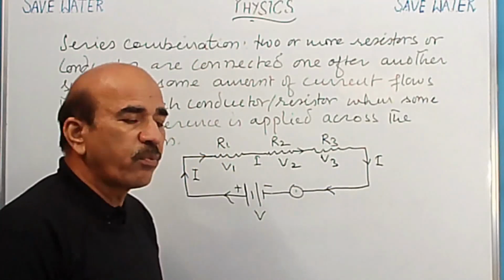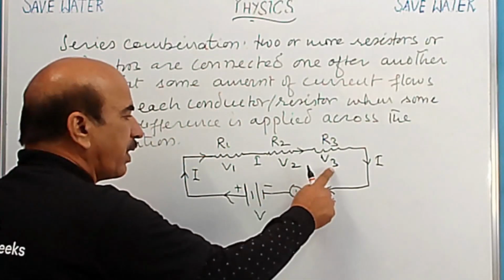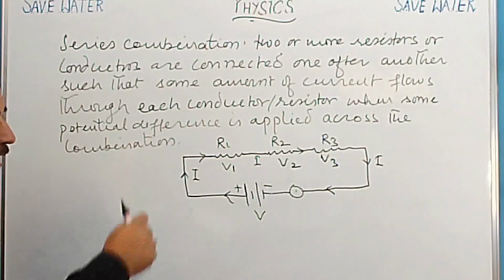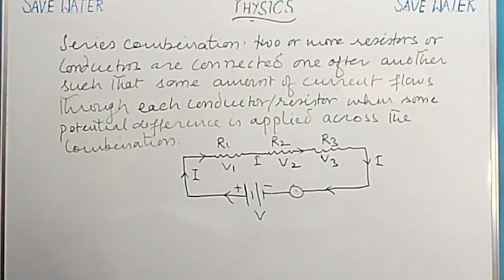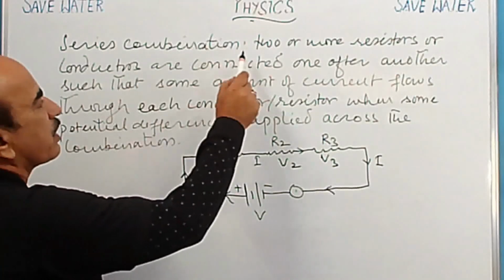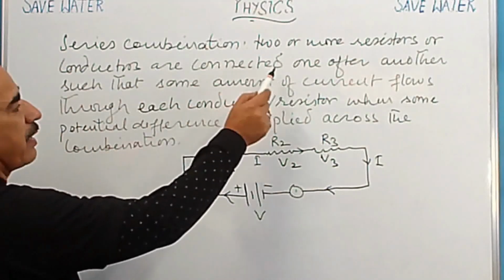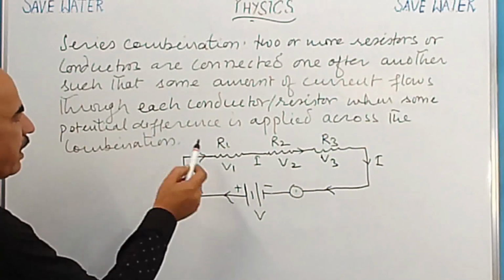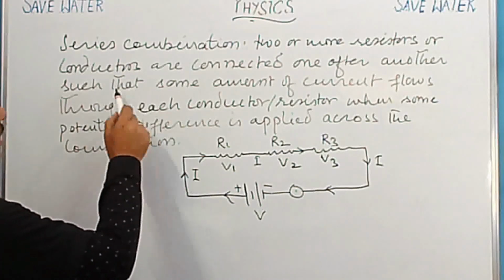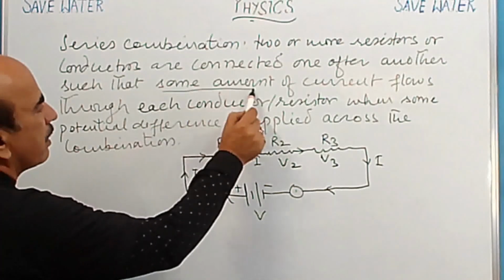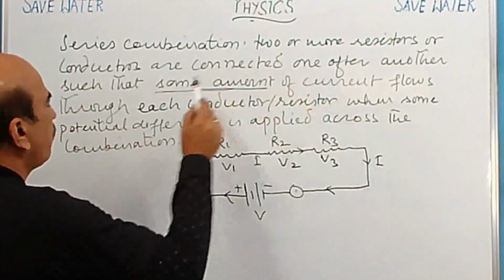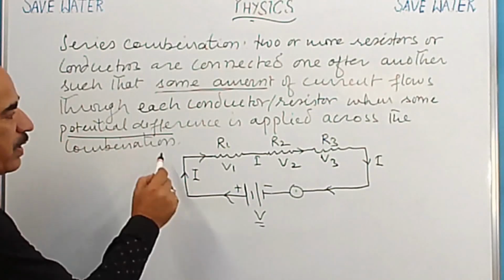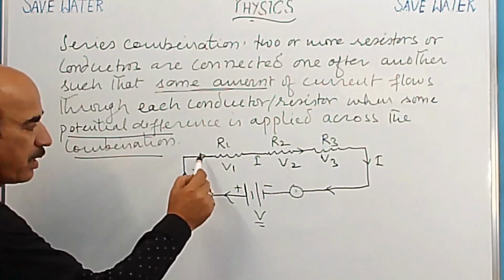This is a very, very important point: it is V1, V2 and V3. What is the same? Current is the same. I is the same. The same amount of current is passing through each resistor. What will be its definition, see. In series combination, 2 or more resistors or conductors are connected one after another, such that the same amount of current, this is very, very important, flows through each conductor when some potential difference, here V, is applied across the combination.